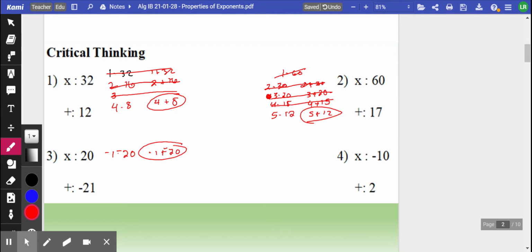Last but not least, number 4. If it multiplies to be a negative, that means I have one negative sign. So negative 1 times 10, and I add. That adds up to be positive 9. Next number is 2. 10 divided by 2 is 5, so I'm going to go negative 2 times 5. That's negative 10. Negative 2 plus 5 is 3.